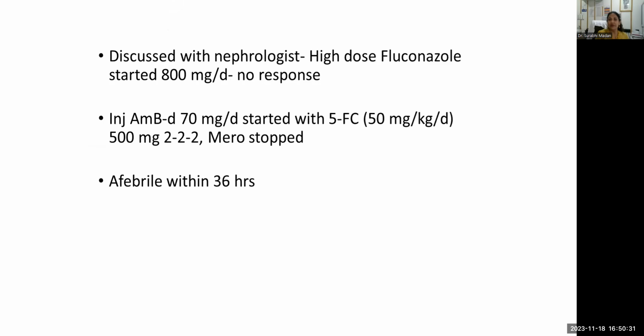So I discussed with the nephrologist, and at this point, the nephrologist was not in a mood to start amphotericin B deoxycholate because the creatinine was already high. So we tried to use high-dose fluconazole. However, there was no response. He still had fever. And then we ultimately started amphotericin B deoxycholate with flucytosine, and meropenem was stopped, and the patient became afebrile within 36 hours. So yes, this looked actually like a complicated, deep-seated candidiasis.